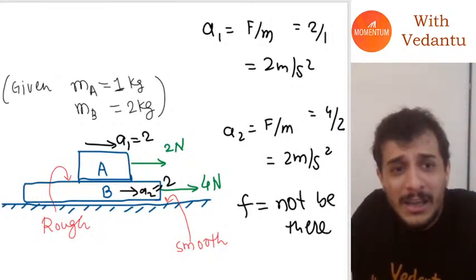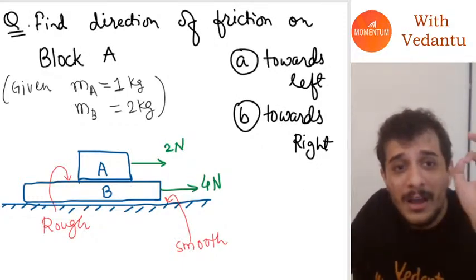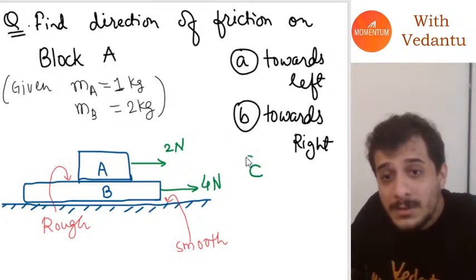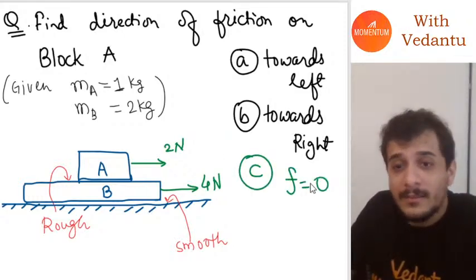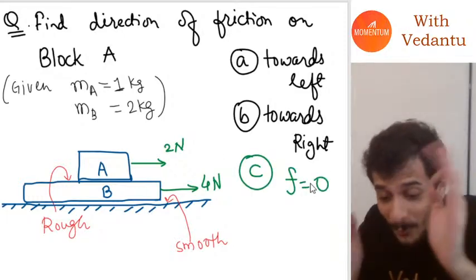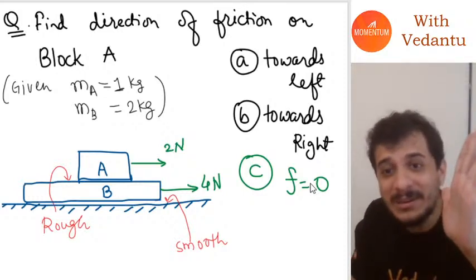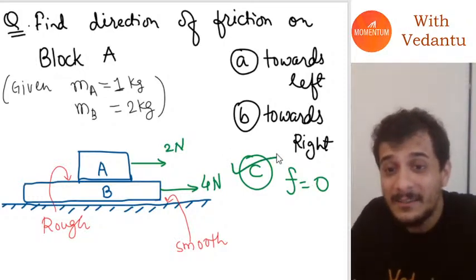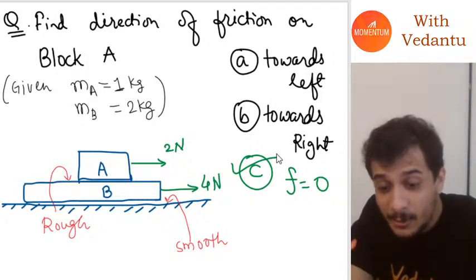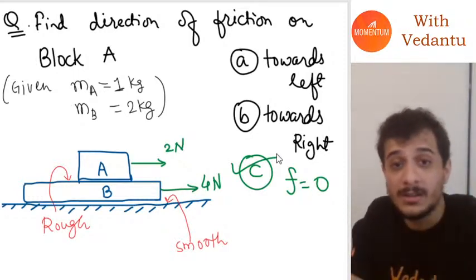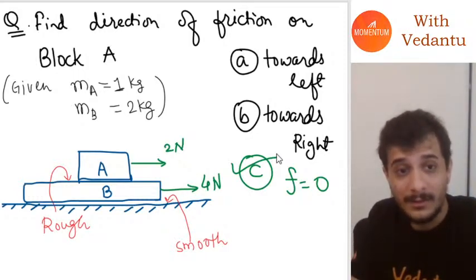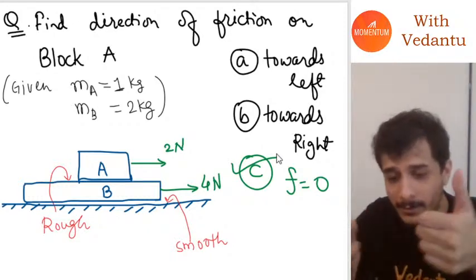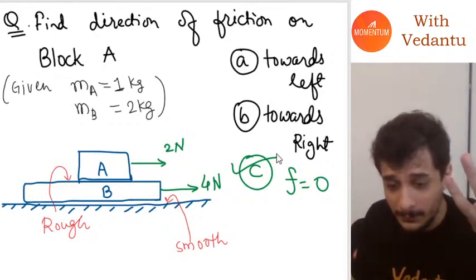So friction doesn't care. The answer here is very simple. It's option C, that friction is zero. I hope everybody understood. There is no friction in this case, guys. Give me a thumbs up if you understood.